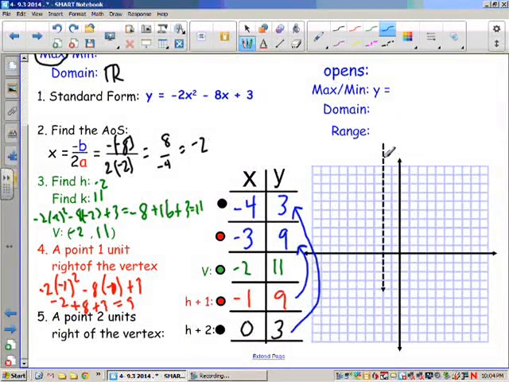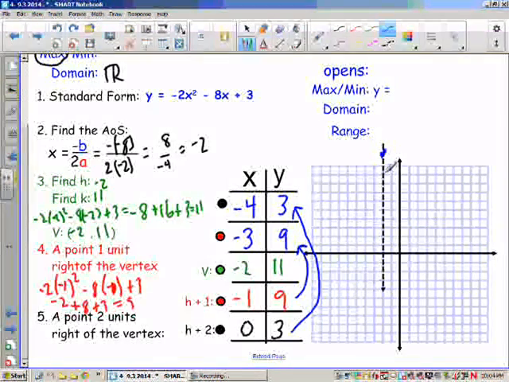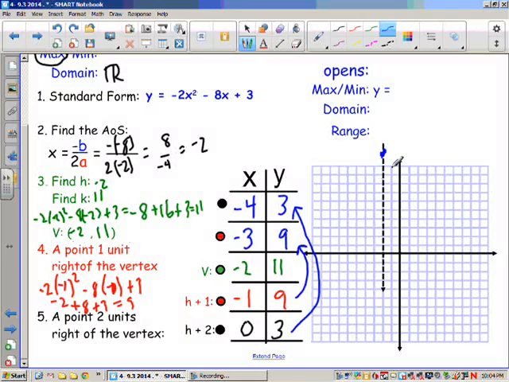Starting off with my vertex, I start at negative 2, 11. Then I go negative 1, 9. Negative 1, 9 is right here. And then 0, 3. 1, 2, 3. So this one has a fair amount of stretch to it. Reflecting over, I get negative 3, 9. Very good. And then negative 4, 3 is going to be here.